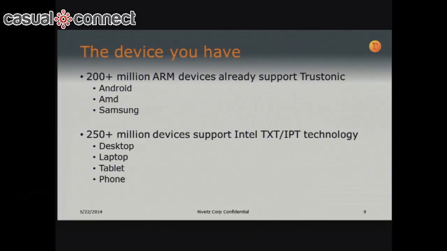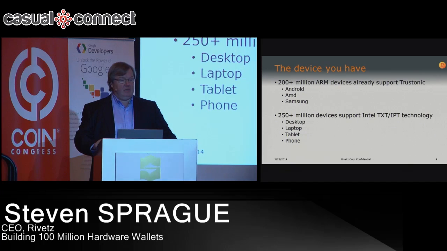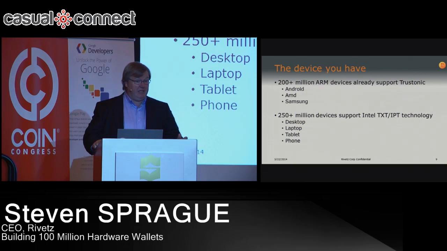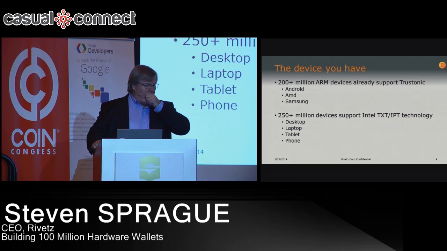So these are the devices you have. Trusted execution today exists on over 200 million ARM devices, supporting a set of applications called Trustonic, which is a joint venture between Gemalto, G&D, and ARM. Gemalto and G&D are the guys who make all your SIM chips. They probably don't make all of them, but they're close to all of them. And they're supported on Android. A good example is if anybody has a Samsung Galaxy S5 phone, it has Trustonic capabilities in that phone. There are 250 million Intel TXT and IPT technology devices out there.